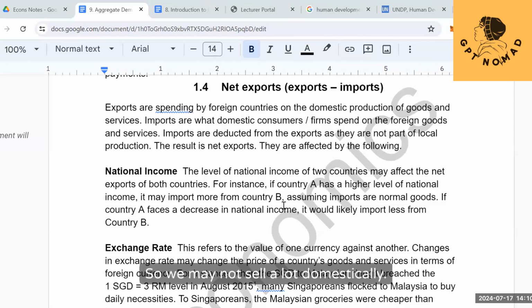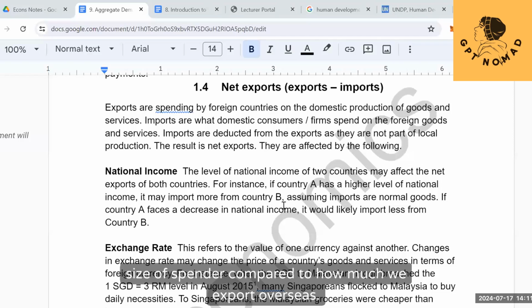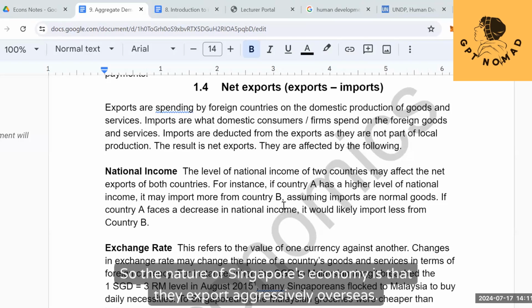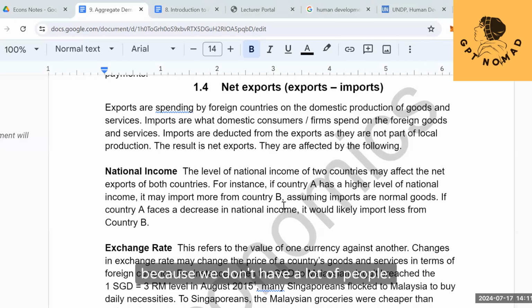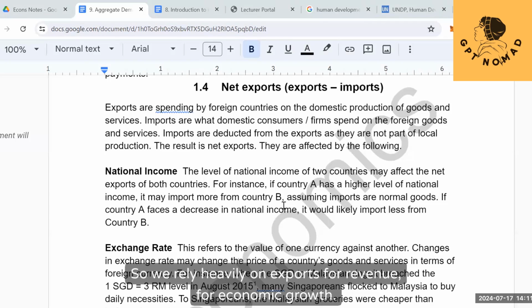So we may not sell a lot domestically. Like in Singapore's case, the domestic consumers and domestic firms are a smaller size of spender compared to how much we export overseas. The nature of Singapore's economy is that we export aggressively overseas because we don't have a lot of people. So we manufacture, and then we sell a lot of things overseas. So we rely heavily on exports for revenue, for economic growth.